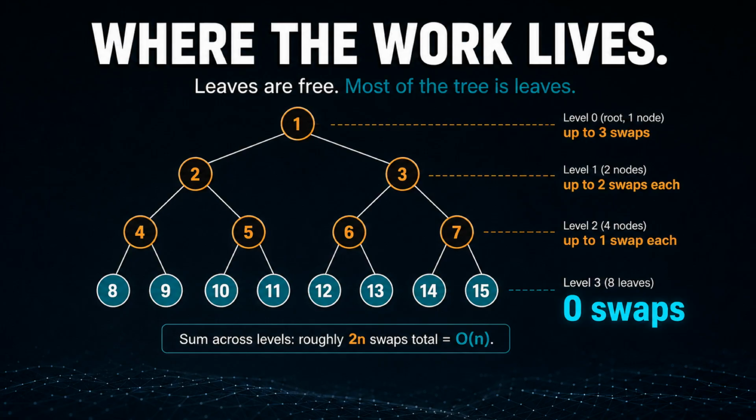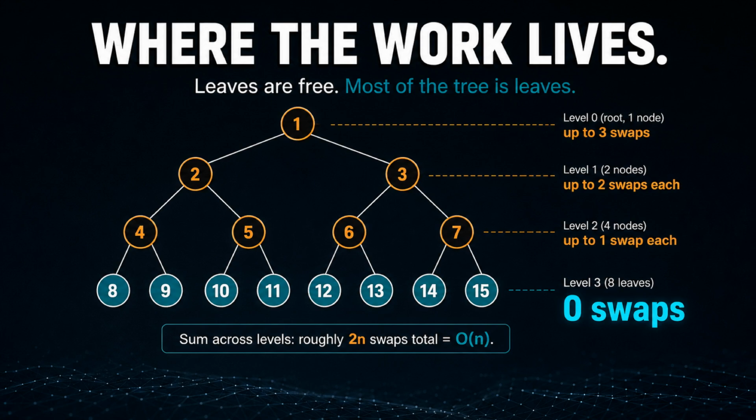The intuition behind the math is that most nodes in a heap are leaves, and leaves require zero sift down work. The next level up has half as many nodes and at most one swap each. Each higher level has half as many nodes again with one more potential swap. The sum across all levels collapses to a constant times n, not n times log n.